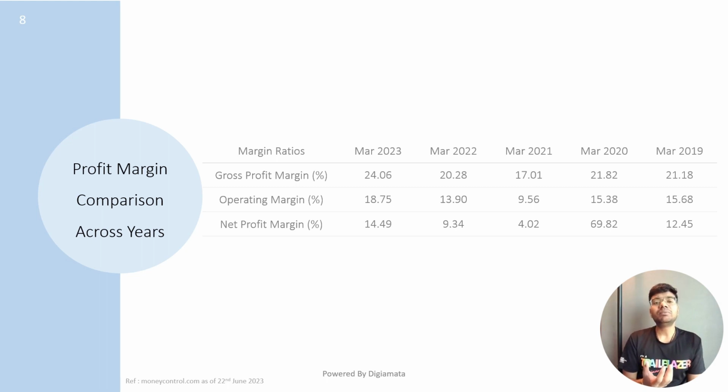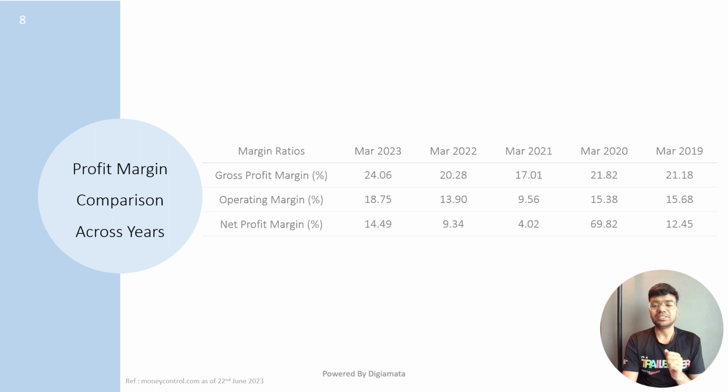But the important thing to remember here is that if you look at the overall picture of the company, we are not going minutely into the detail of what the exact reason was, but overall the gross profit margin has improved, which is a good sign. Okay, the second is your operating profit margin, which from March 2019 to March 2023 has again increased, and it had actually dropped significantly in March 2021.